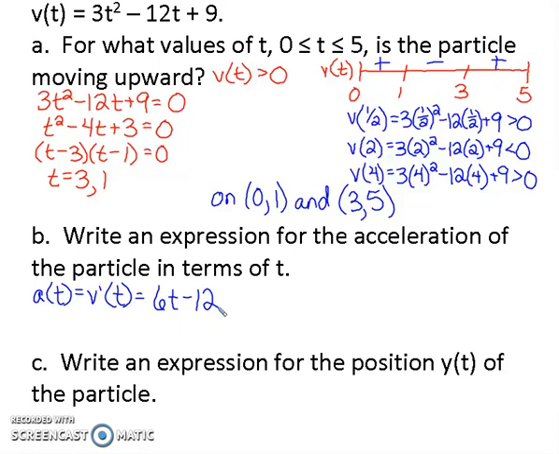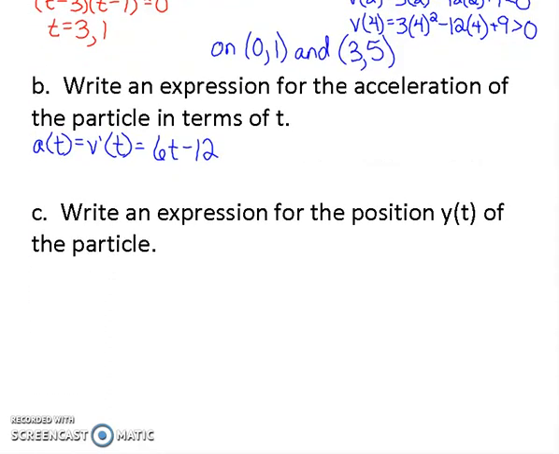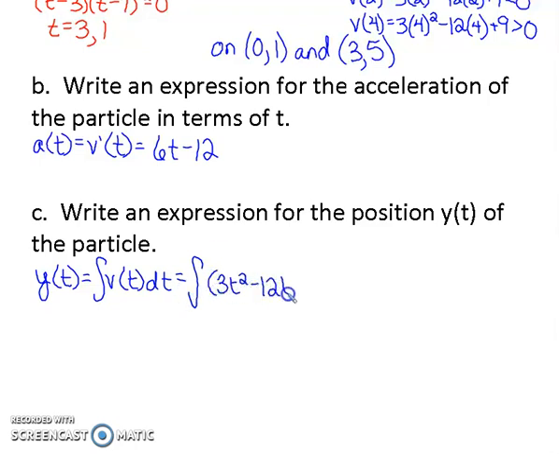Now for part C, they want an expression for the position. So position is going to be the integral of velocity. So they want us to call position y of t. So it's going to be the integral of the velocity function. So that means that we are going to integrate 3t squared minus 12t plus 9. So that becomes t cubed minus 6t squared plus 9t. And we actually should put a plus c on there because it's an indefinite integral. Now, if they had given us a position at any particular time, which they did not, then we could solve for c. But since they didn't, then that's our position function right there.